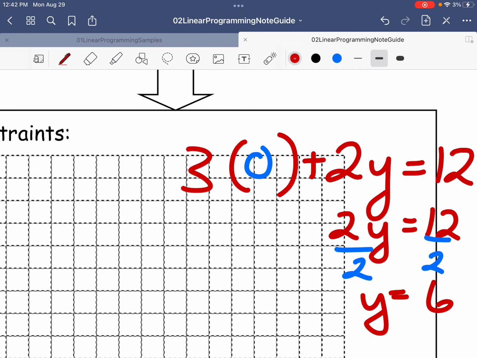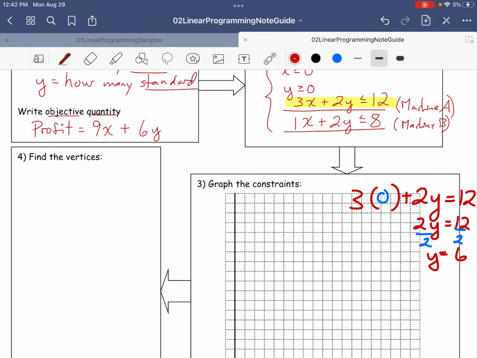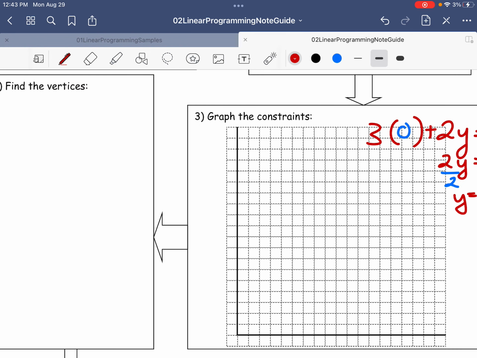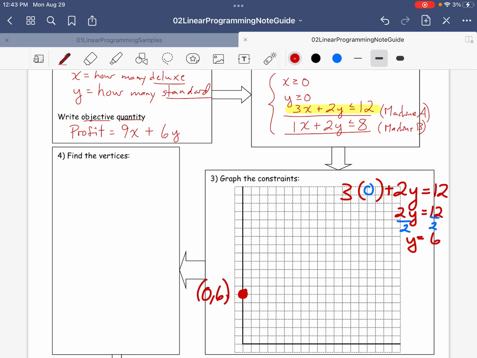Now you want to understand that Y equals 6 is the Y intercept of our yellow highlighted graph up here, or equation. I think we could probably plot that point right now. 1, 2, 3, 4, 5, 6, and perhaps even label it so we don't lose track. Don't we also need the X intercept? Yes, we do.